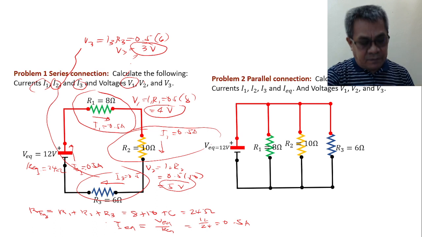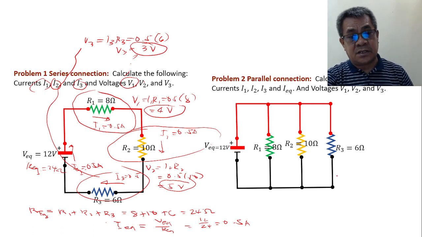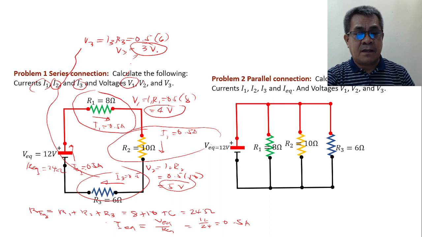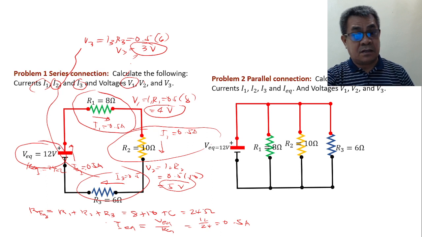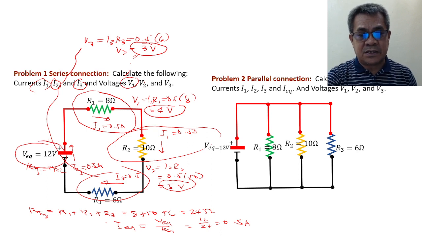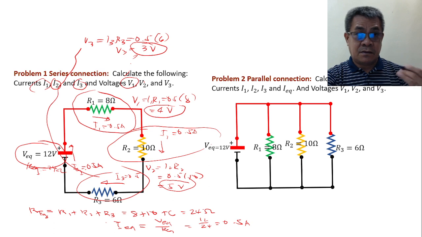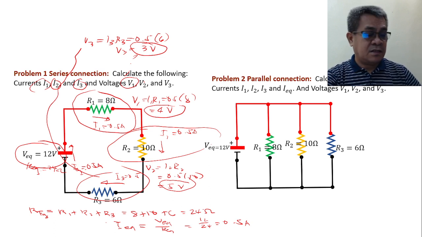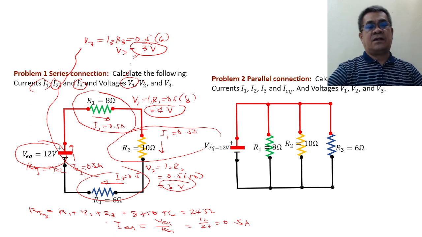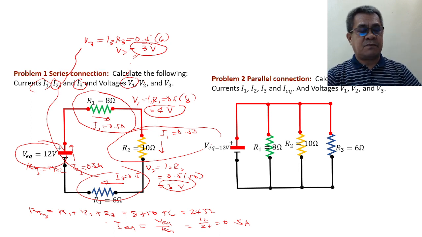Now, if you want to check for accuracy to this answer, we can verify the results. If you add V1 plus V2 plus V3, the sum is 12 volts. Take note that formula for the equivalent voltage in series accumulates V1 plus V2 plus V3. Our results show the consistency of the formula. So therefore, these are the solutions to the problem.